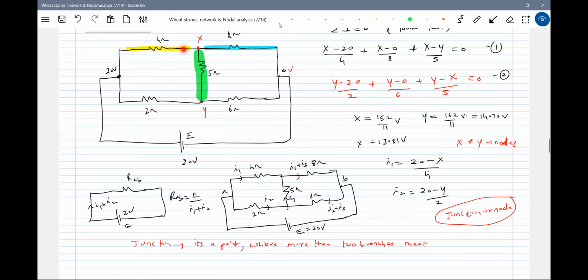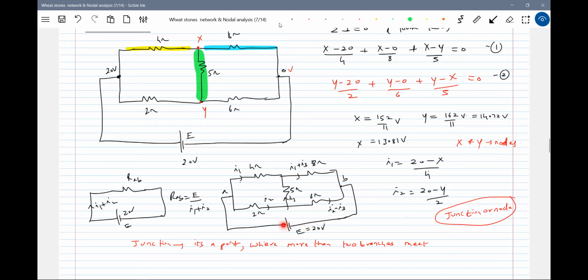Let I1 be the current in this branch, 4 ohm. Let I2 be the current in this branch, 2 ohm. Then let me assume a current I3 here. Then here I3 and I1 will get added up, so this will be I1 plus I3. Then a current I2 enters this branch, I3 leaves, so the resultant current here is I2 minus I3. Then these two will add up: I1 plus I3 and I2 minus I3. The resultant will be I1 plus I2.